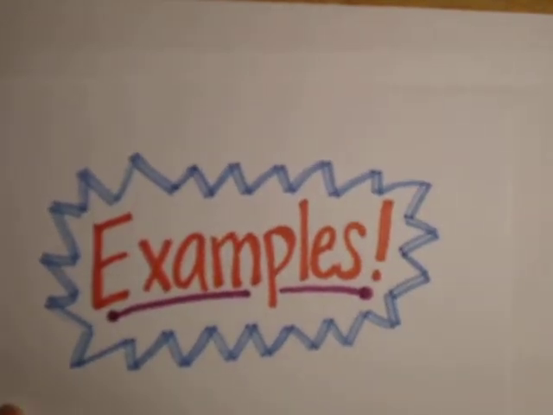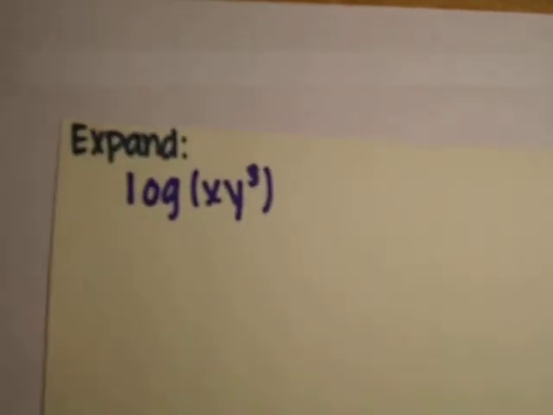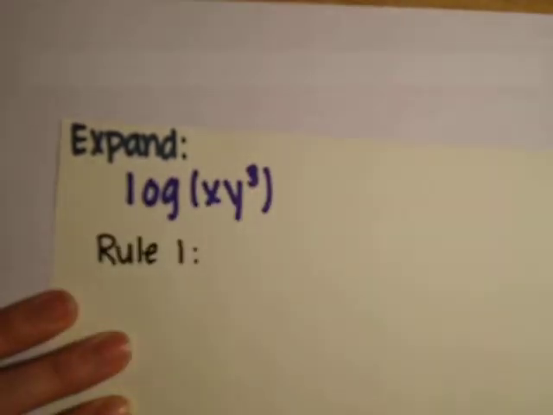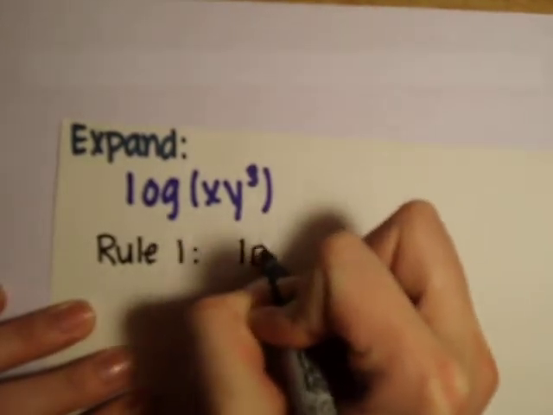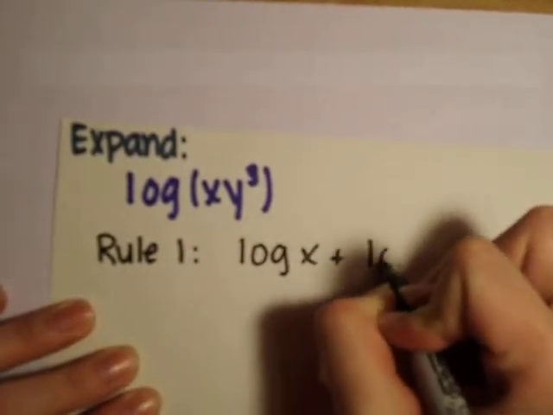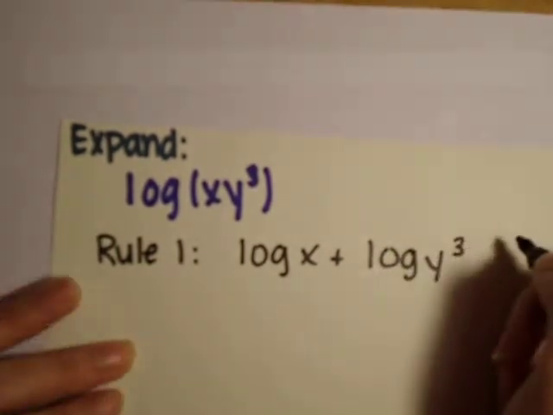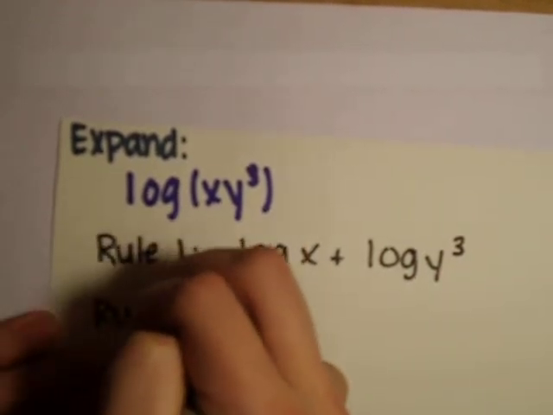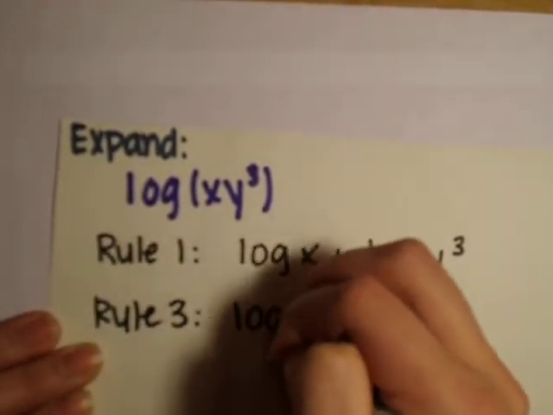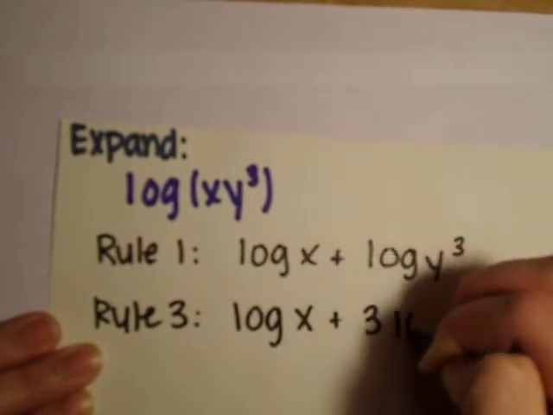Now let's try some examples. Let's expand log of x times y cubed. So first, we're going to use our rule 1. This allows us to deal with the multiplication inside the logarithm. So we'll be left with log of x plus log of y cubed. Next, we can use rule 3 to work with the exponent. And we'll be left with log of x plus 3 log of y.